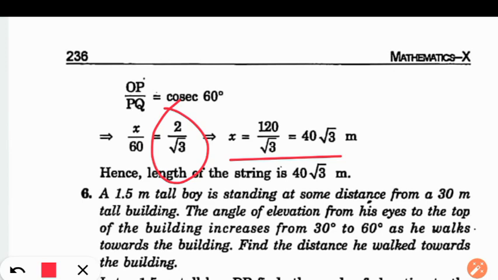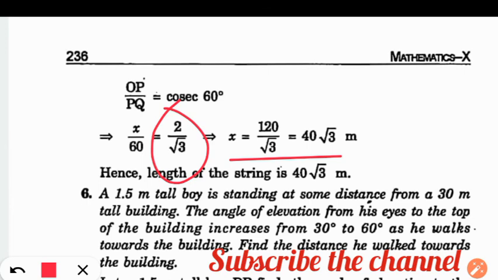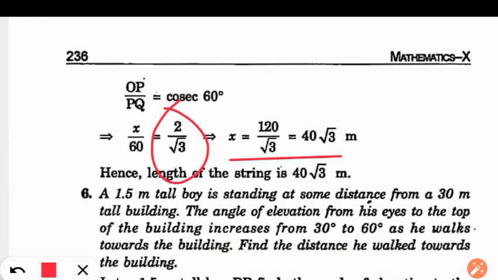So right now I have solved questions till question number 5. Your task is to do all the questions till question number 5, and in the next video I will solve the rest of the questions.